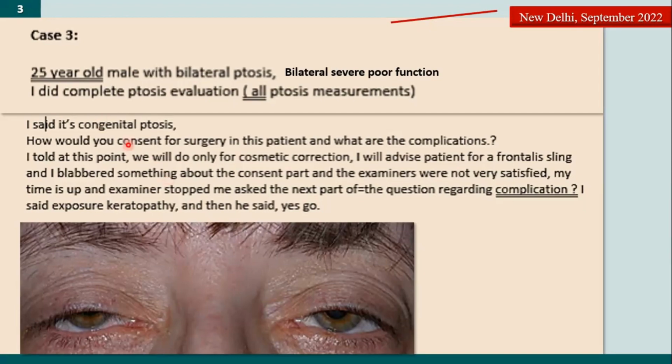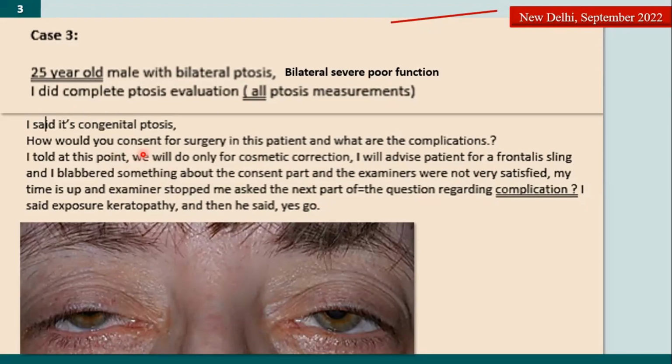Okay, so imagine that the examiner said, no, this is not congenital ptosis, and we have here a 25-year-old male. Suppose the ocular motility is free and the pupils are normal, so no other abnormality. You have just ptosis in this age group. So what could be the other possibilities other than congenital ptosis?